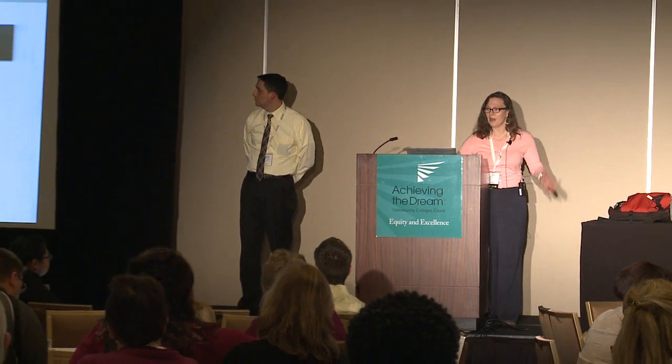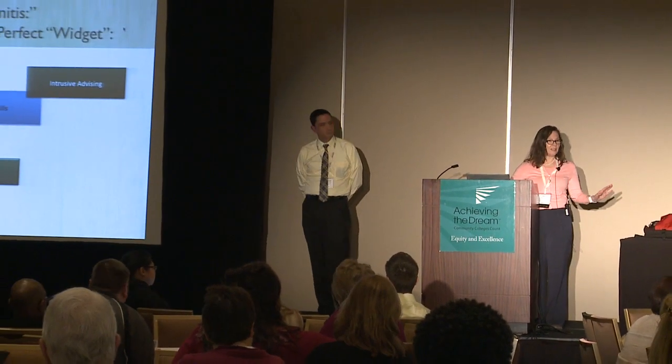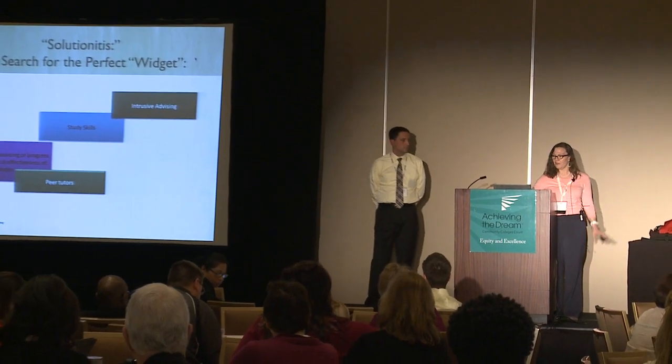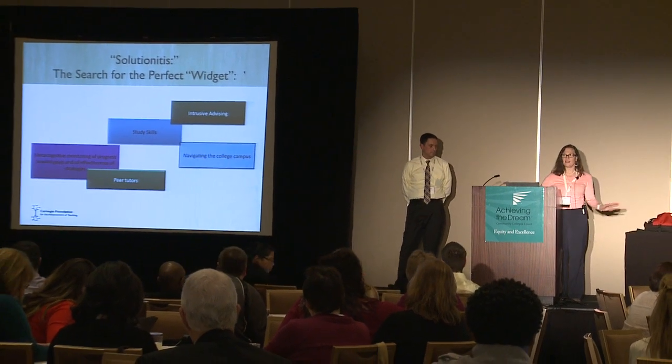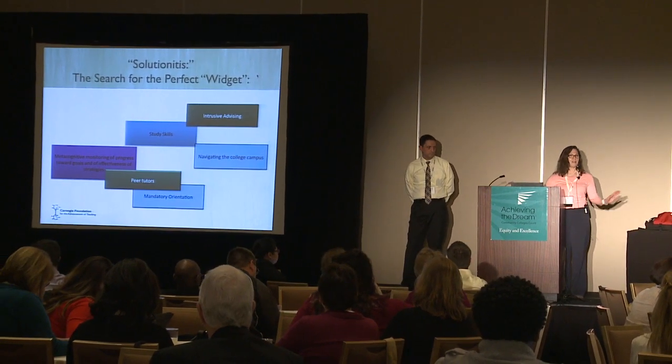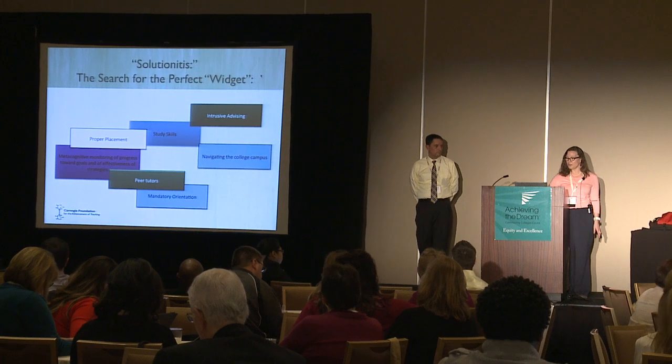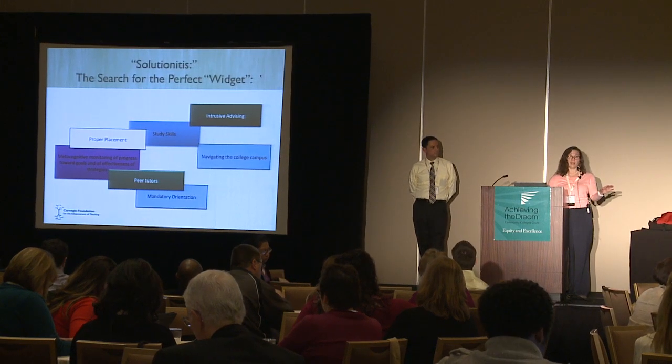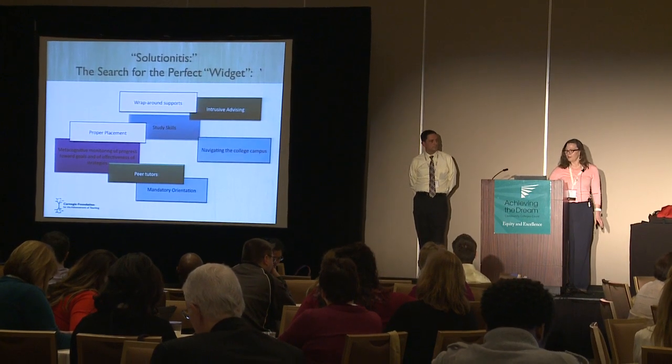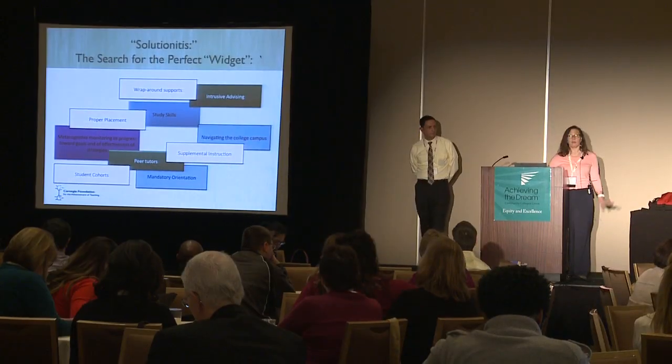How do we help them learn that? Intrusive advising, really help them get on the right path. Well, there's the metacognition. They need to understand their learning better. So there's all kinds of things. They need to navigate the college campus. A lot of mandatory orientations going on and make sure they're in the proper class. They got to be there. Right? It goes on. All kinds of things.